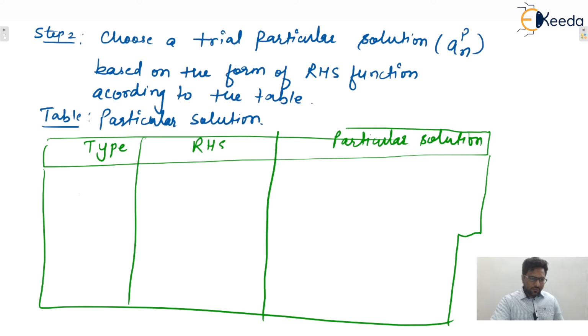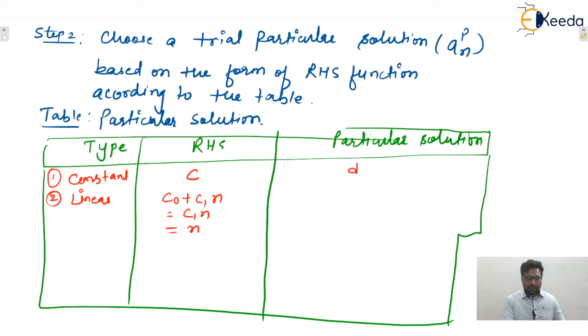First one: in the given recurrence relation, after shifting all the recursive terms to the left hand side, let's say in the right hand side there is a constant function. If it is a constant function, then choose a particular solution that is d. D is also a constant. Next one, if in the right hand side the function is linear, it could be c naught plus c1 n, or it could be c1 n, or it could be only n. All these three are linear only.